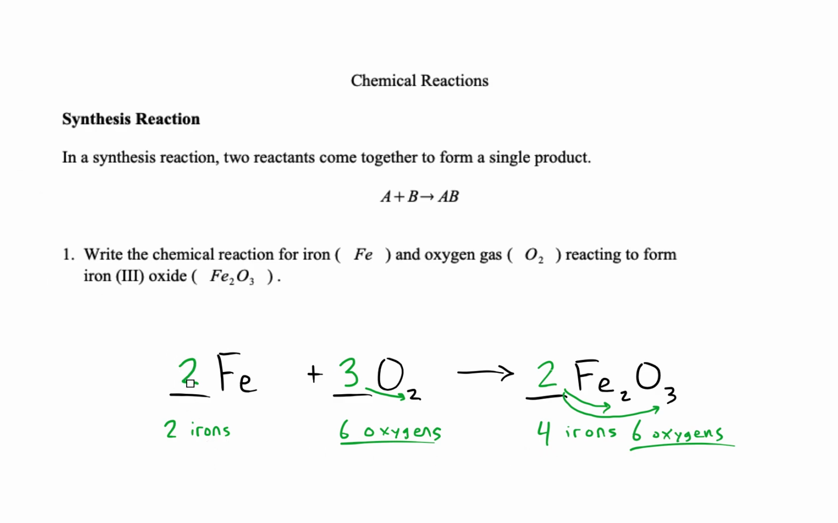So we're going to have to go back to the choice we had made for iron and change it. And let's make it 4 irons. Now we see that our irons match on the left and right, and our oxygens match too. So this is going to be the correct chemical equation to write for iron combining with oxygen to make iron 3 oxide.